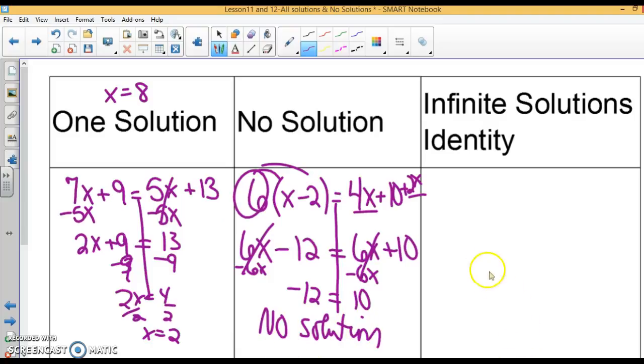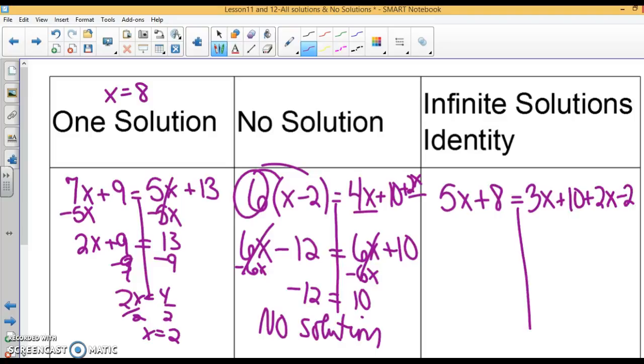Let's look at infinite solutions. So write down this problem. 5x plus 8 equals 3x plus 10 plus 2x minus 2. All right. On this left side, I cannot simplify, so it's just 5x plus 8. On this side, when I combine like terms, I'm going to have 5x plus 8. Now, again, something should look very suspicious here, because does 5x plus 8 always equal 5x plus 8? Yes, it does.